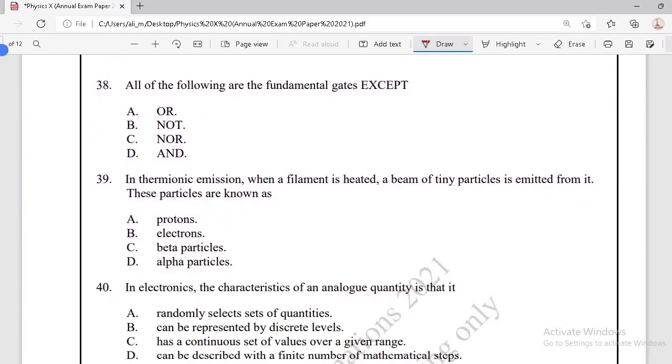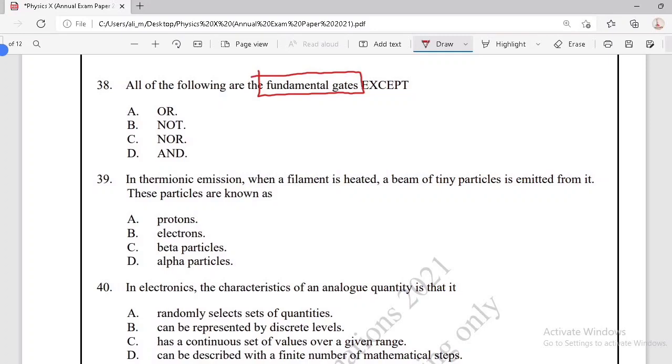Question number 38. All of the following are fundamental logic operations or logic gates except for one. So OR is a basic operation, AND is a basic operation, and NOT is a basic fundamental operation. Option C, the NOR gate, is the combination of NOT and OR gates. So C is the right answer.